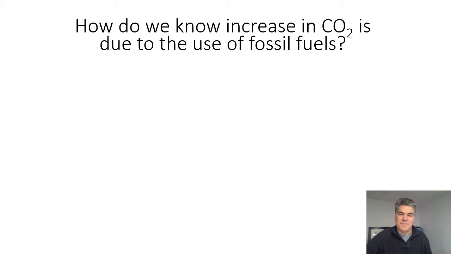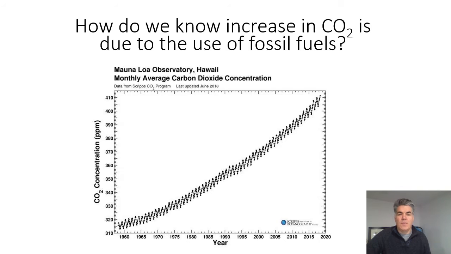Hi. So today I want to answer the question, how do we know that the increase in CO2 in our atmosphere is due to the use of fossil fuels? Now, we've seen recently the Keeling curve, which basically shows the measured CO2 concentration in our atmosphere. And of course, the main theme there is that we can see a steady rise in CO2 concentration over the past several decades.